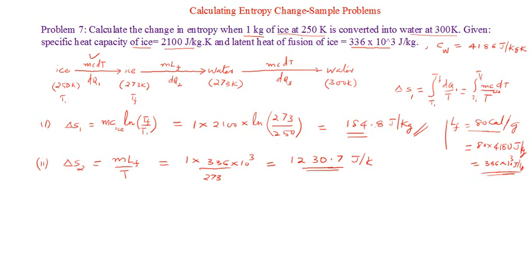Now the third part of the problem. So what is the third stage? We have calculated the entropy change for the earlier stages. The third stage is again water to water, so it's very similar to the first stage. Let me call this delta S3 for the third stage. So it will be equal to mc log.